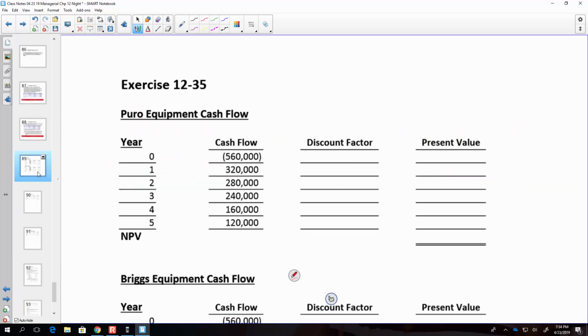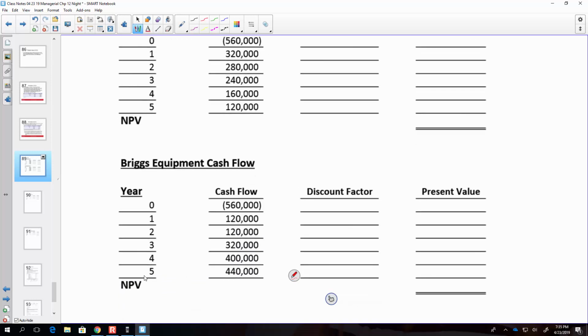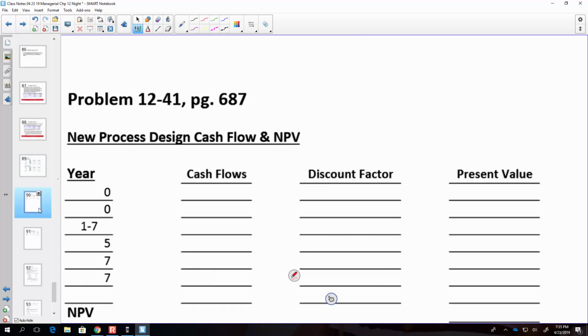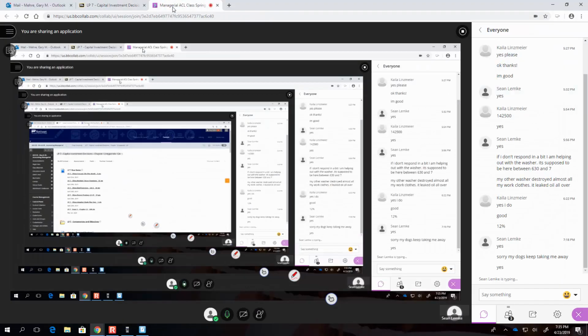I do want to try one more problem tonight. Problem 35. It's in your packet. I like this one. We're only going to do one part of this. I might do part of question 41 too, but let's start with 35. And completing project, when we say completing project, we have to pick which one is the best.